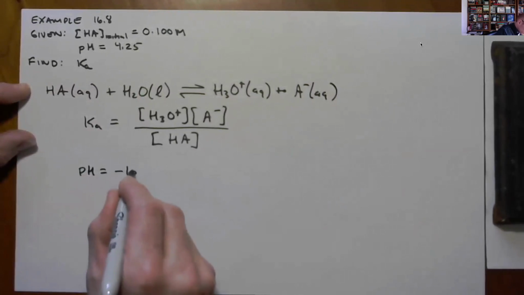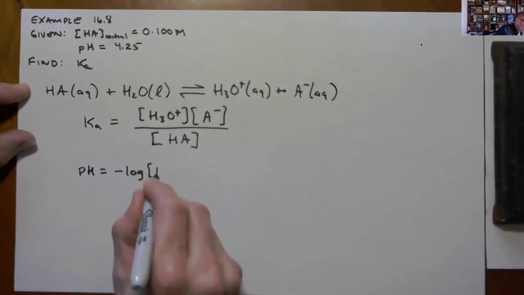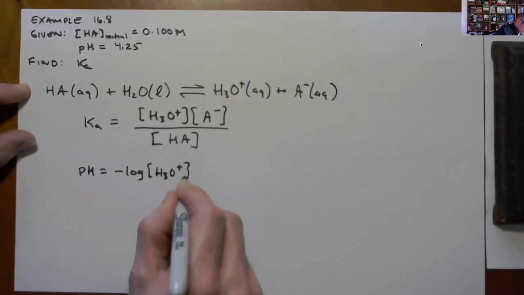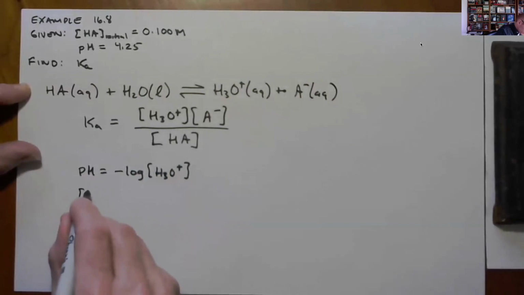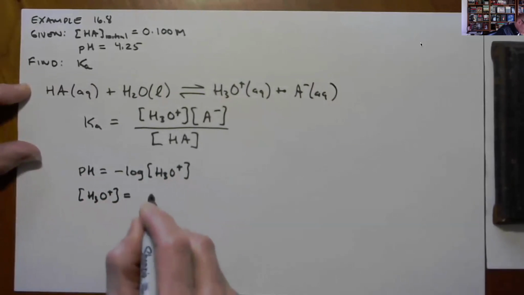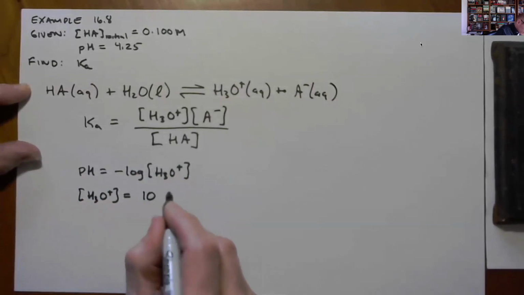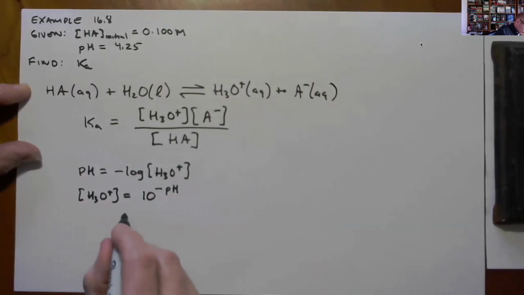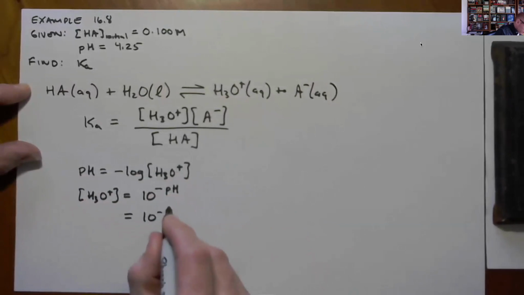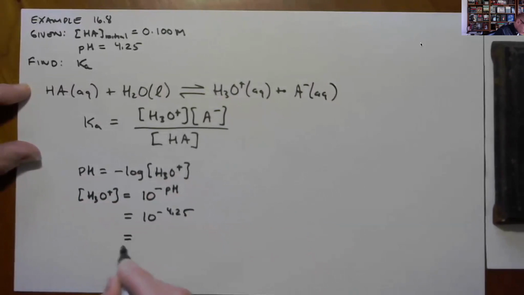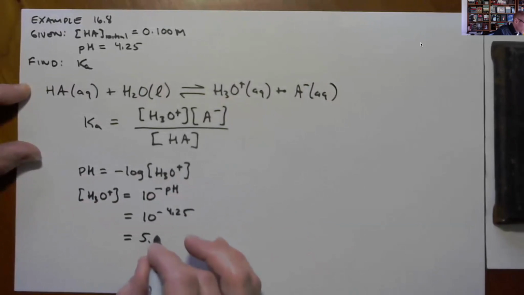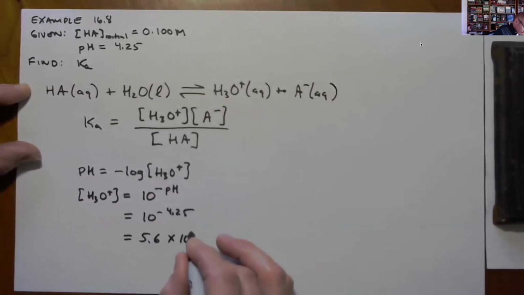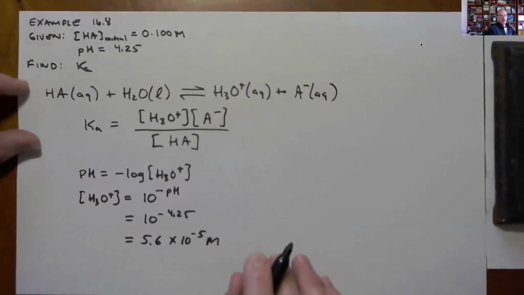pH is equal to minus the log of our hydronium concentration, so the hydronium concentration is equal to 10 to the minus pH. And in particular, this is 10 to the minus 4.25, and that evaluates to 5.6, 2 decimal places, 2 sig figs, times 10 to the minus 5 molar. So we have that.